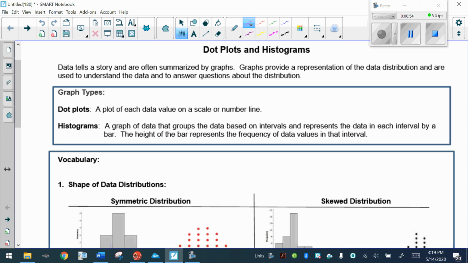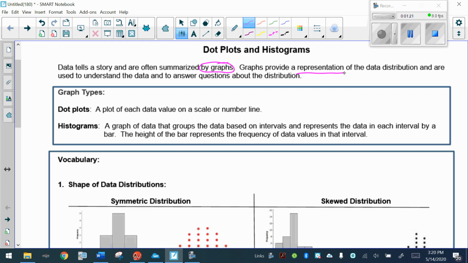It says data tells a story and are often summarized by graphs. Graphs provide a representation of the data distribution and are used to understand the data and to answer questions about the distribution. So that is our goal today, not only how to make these two types of graphs, dot plots and histograms, but then also what we can interpret from those.